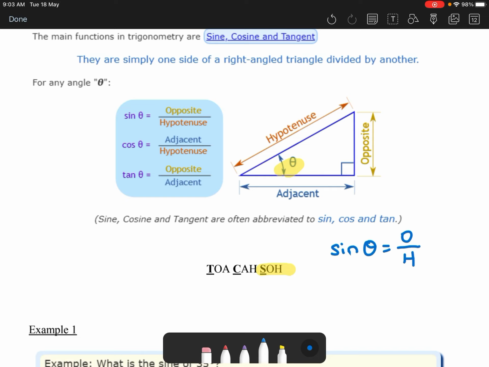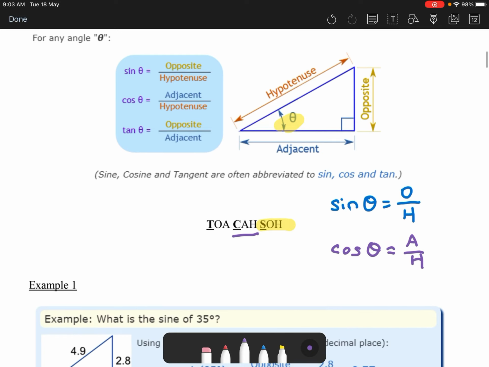So you do not need a calculator to calculate your sine theta, you just need the length of your opposite and the length of hypotenuse. And if you want to calculate cosine theta, you must look at your CAH. So cosine theta is equal to adjacent divided by hypotenuse. Last but not least is the TOA, the tangent. Tangent theta is equal to opposite divided by adjacent. So you need to know which divide by which.